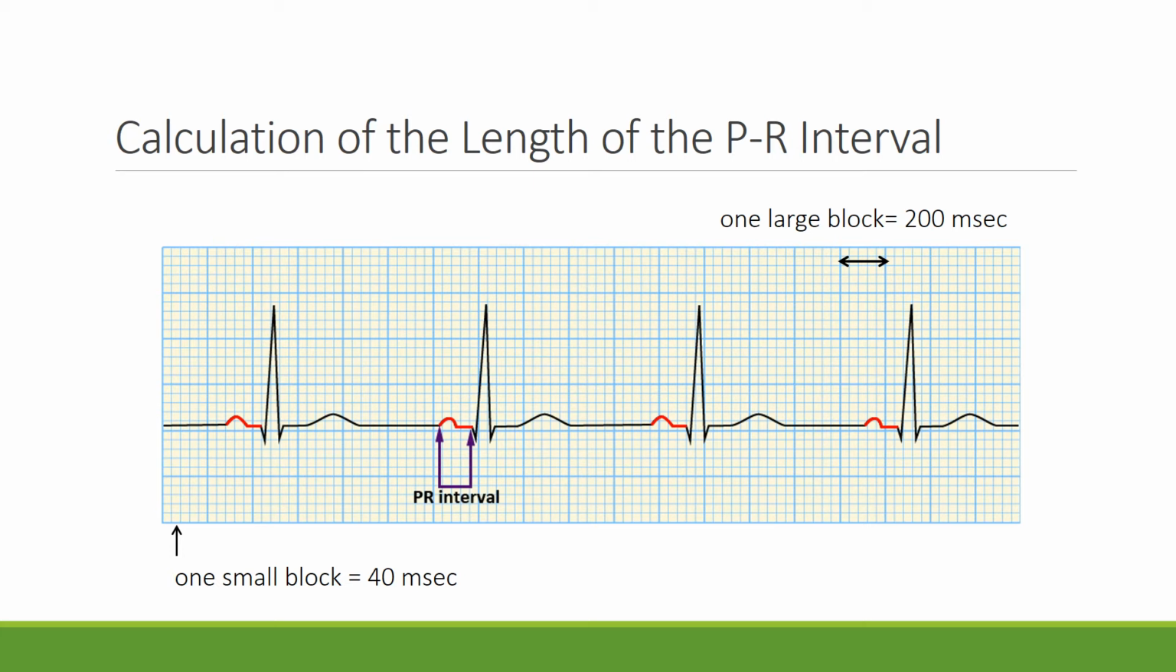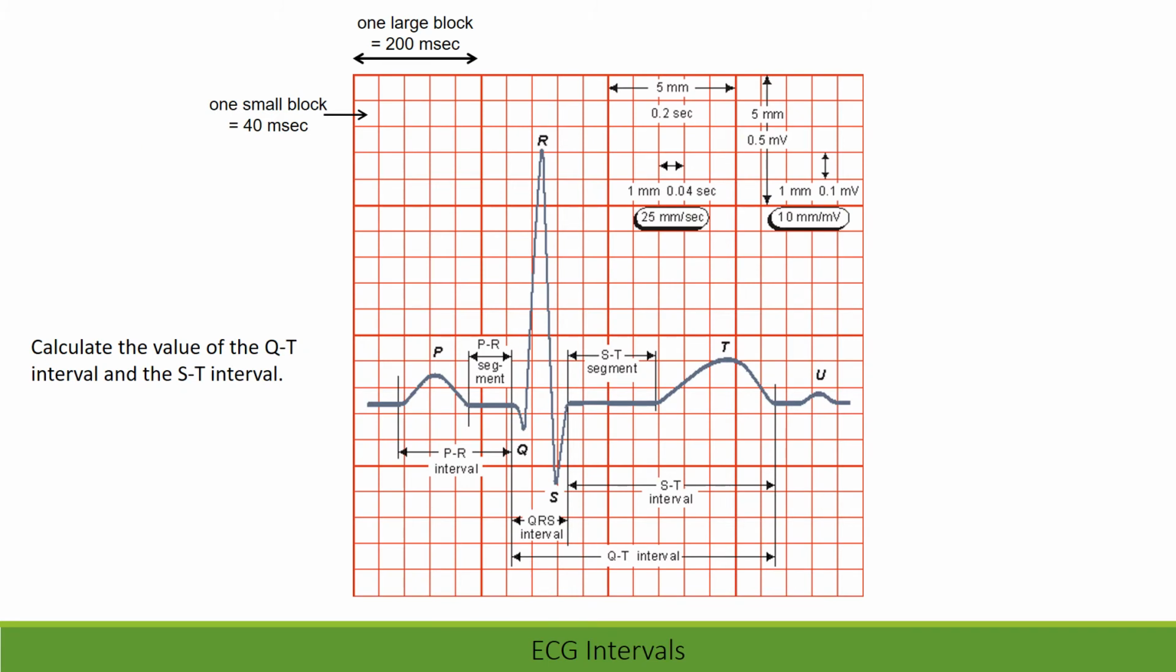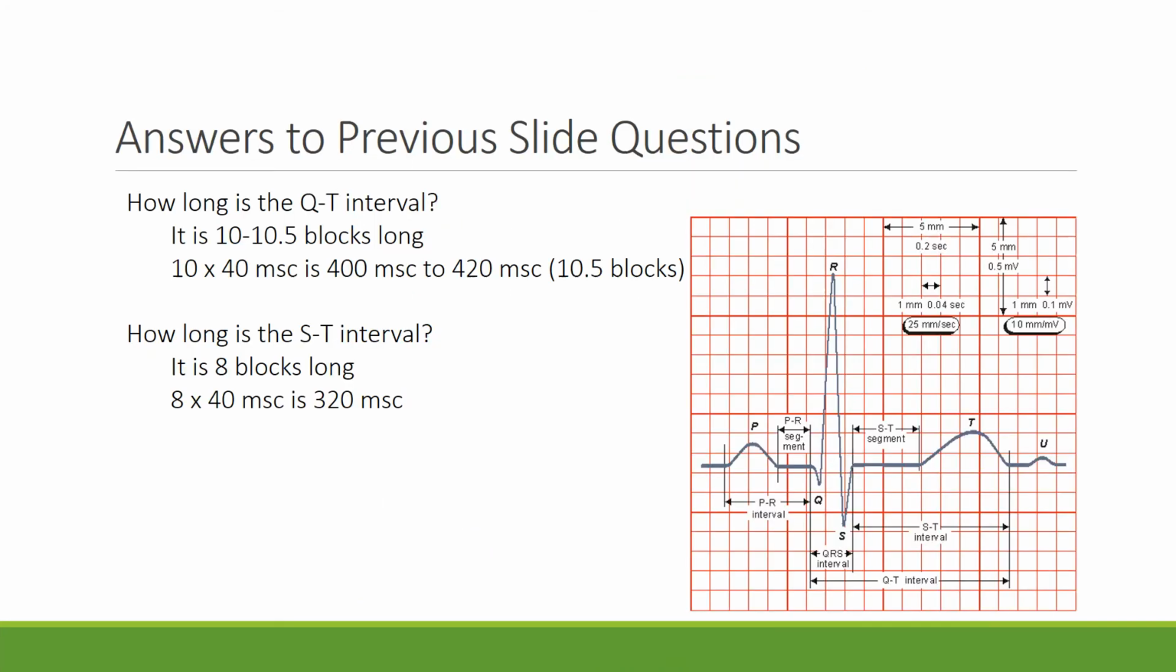Let's look at the highlighted PR interval on the left side, the very first PR interval. If you count the number of small blocks, you'll see that there are 4. Each block is worth 40, so that first PR interval is equivalent to 4 times 40 or 160 milliseconds. Is this within the normal range? Can you look at this ECG tracing and determine the length of the QT interval and the length of the ST interval? Were you able to determine the values of the QT interval and the ST interval?